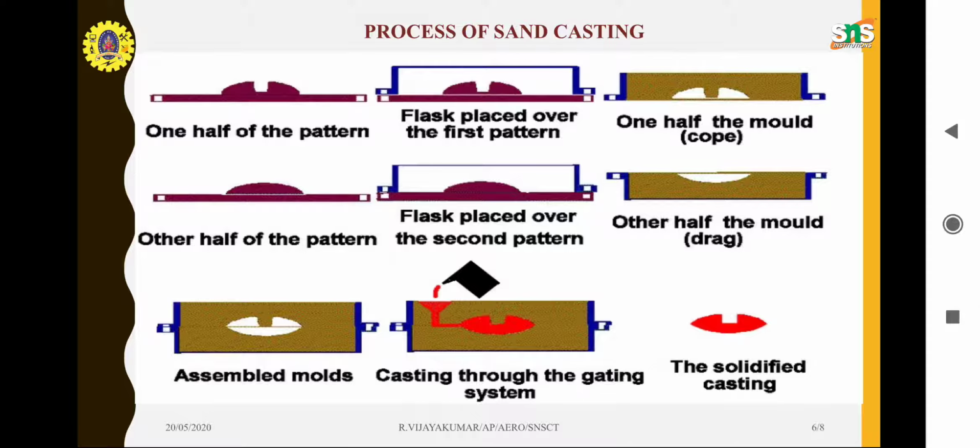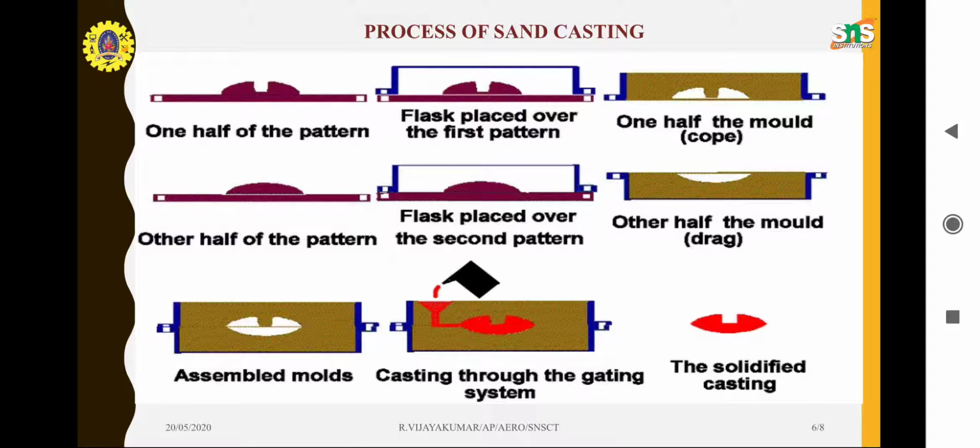So, for a detailed and clear understanding, you can see this picture. The first is one half of the pattern, and the next is a flask placed above the first pattern, and sand is filled. The next is the other half of the pattern. Another half of the pattern, the flask placed over the second pattern, makes the other half of the mold. You can see very well the two views of the pattern.